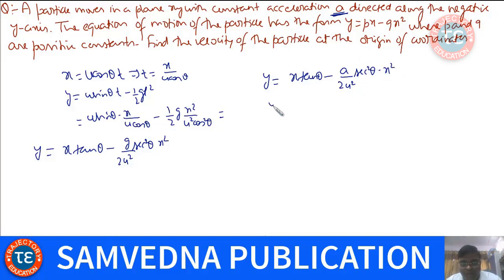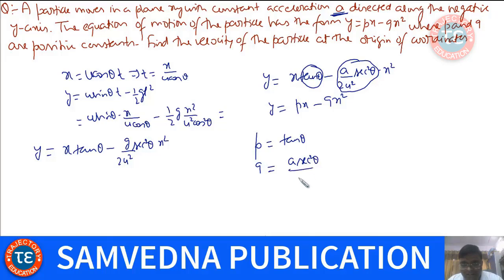So if I compare it with this equation, px minus qx square, then this is going to be p and this is going to be q. So p is tan theta and q is a sec square theta by 2u square. So we got the angle of projection. Angle of projection is given by this, and we need u basically, the velocity of projection.